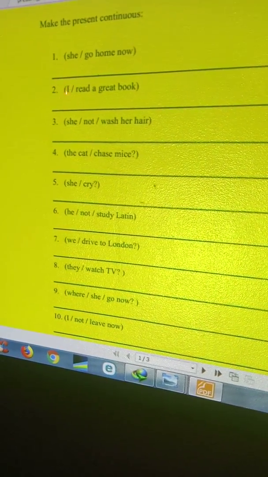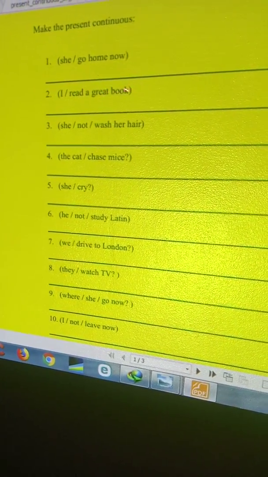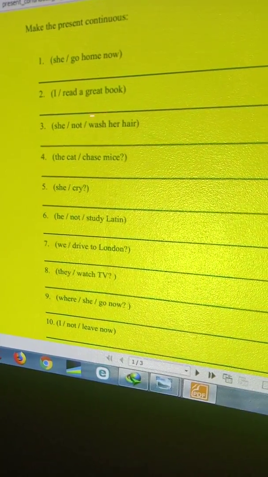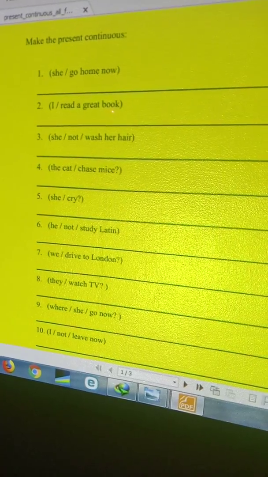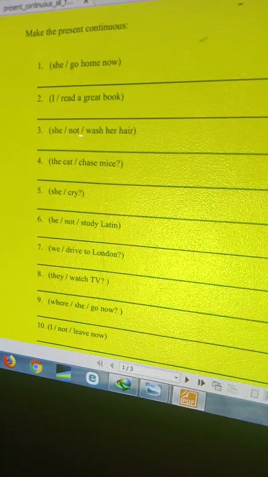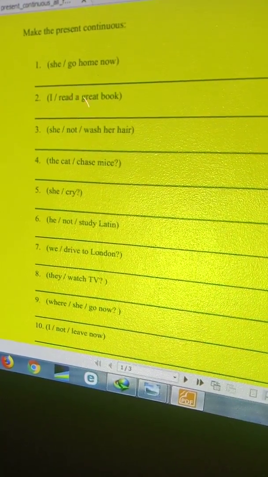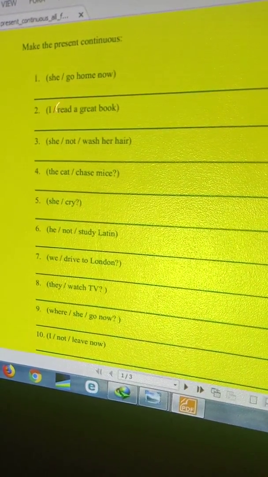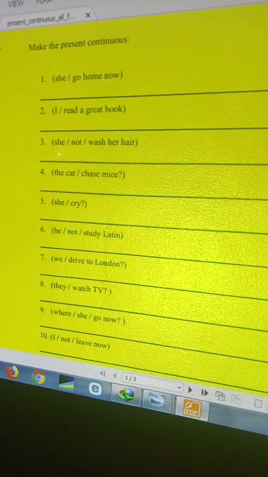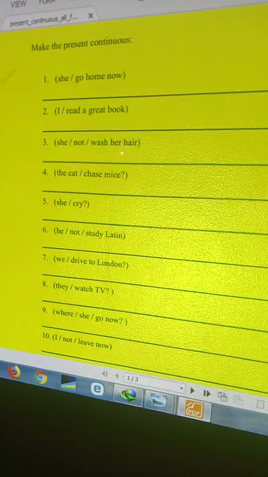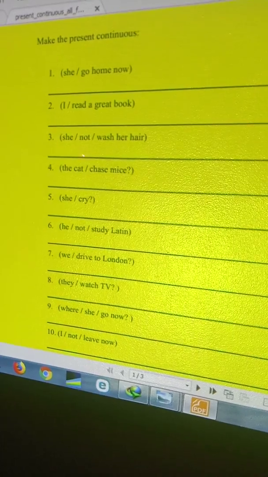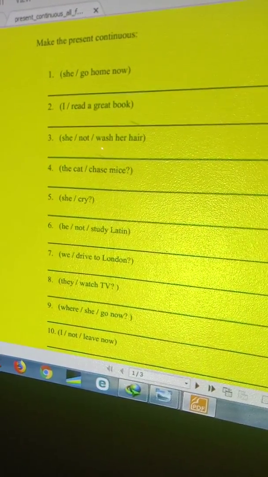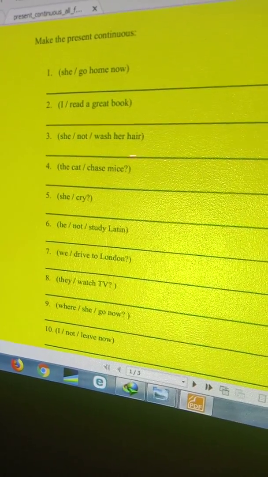In here, "I read a great book." So in here, what are we going to say? "I am reading a great book." Okay? Now, these sentences in here, they are in the affirmative form. Now in here we have the negative. "She not wash her hair." So what are we going to say here? "She is not washing her hair."